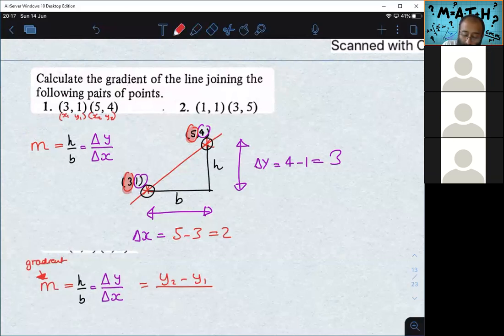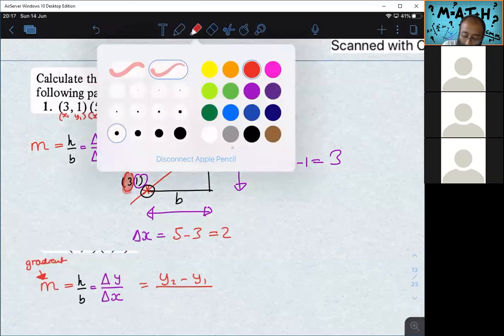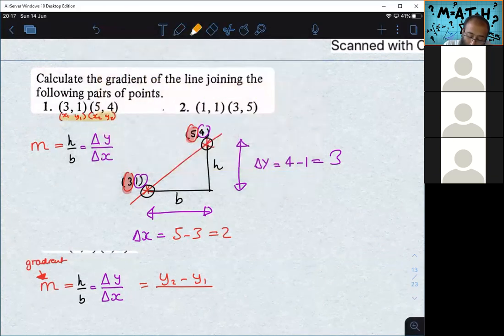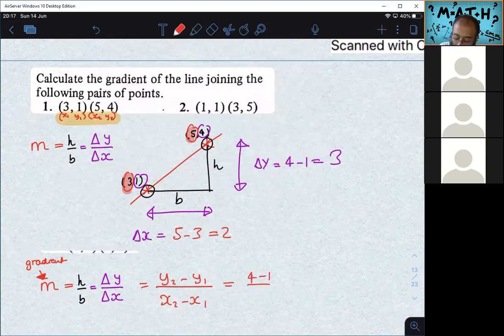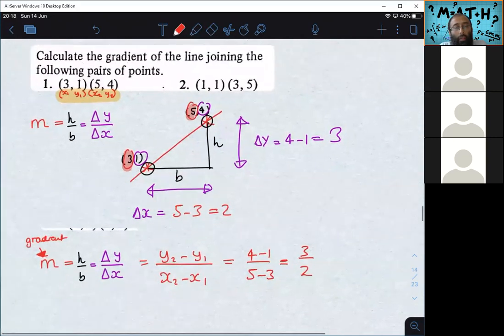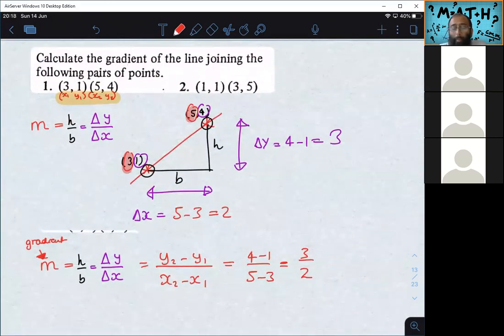Okay, can everybody just see what I've just written down? Quite small over here. Yeah. Okay. So when I say y2 minus y1, I'm talking about 4 minus 1. Okay, the next bit's going to be x2 minus x1. So that's going to be 4 minus 1 divided by 5 minus 3, which is 3 divided by 2. Is that right so far? Yeah. Okay, Eliza, Layla, Salih, you happy with that?